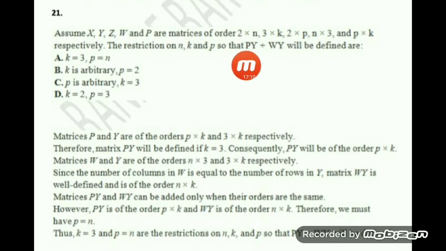After this you see, for this and this the sum must exist. For the sum to exist, py and wy must be of the same order. The py order we have got is p by k and the wy order we have got is n by k. So you must have n equal to p. So here I have written these things. So what is the restriction we have got? k is equal to 3 and p is equal to n. That is your answer, right?